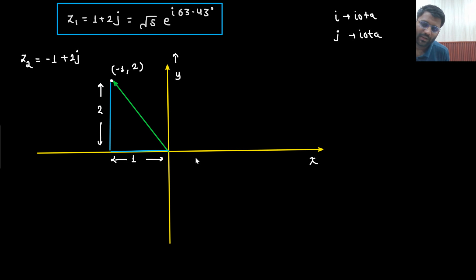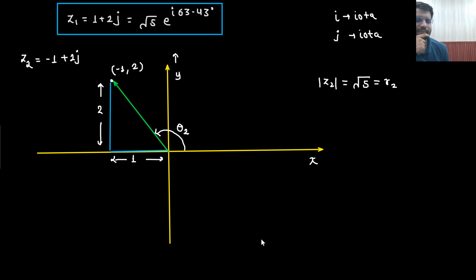Now what am I supposed to find out? I am supposed to find out the angle made with the positive x-axis, in the anti-clockwise direction, by this vector. So what is the modulus of Z2? The modulus of Z2 is root 5, which is nothing but R2.